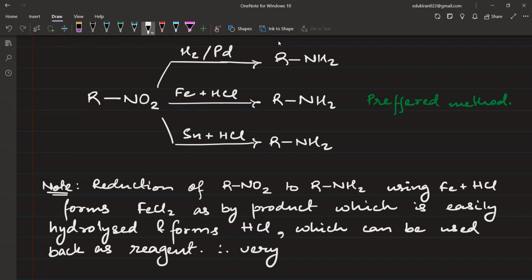Therefore, very little amount of HCl is required in this reaction. Okay, very little amount of HCl is required. Whatever HCl is required, it is getting reformed by hydrolysis of FeCl2. Please write this down.